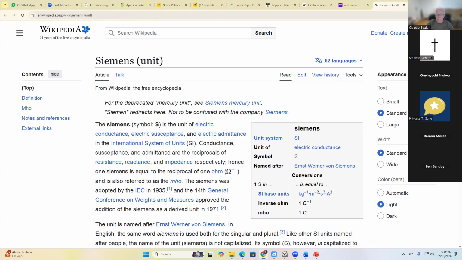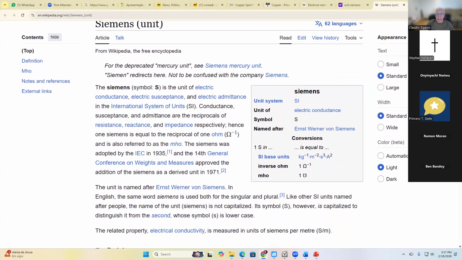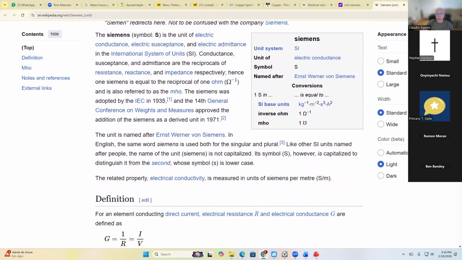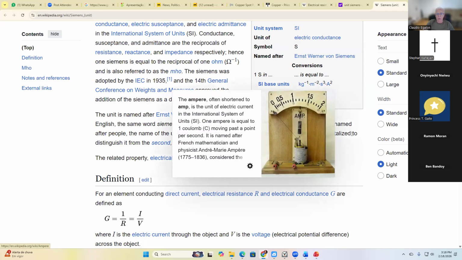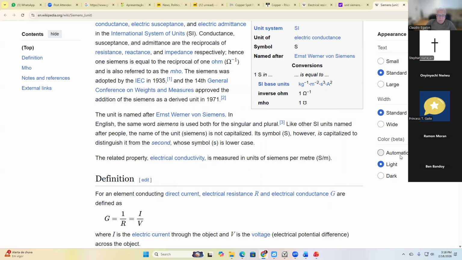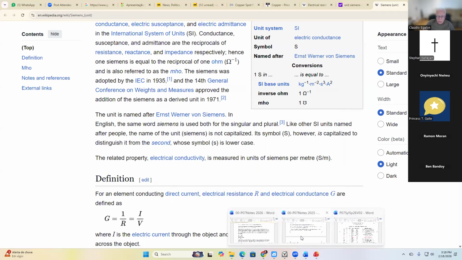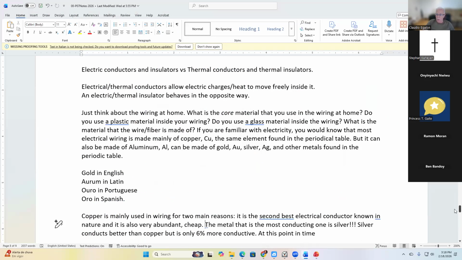Very important. Okay, that's how Siemens is made up: kilogram, meter, second, and here amperes is coulomb per second. Let me write that down for you, so you're not lost in this new notation.